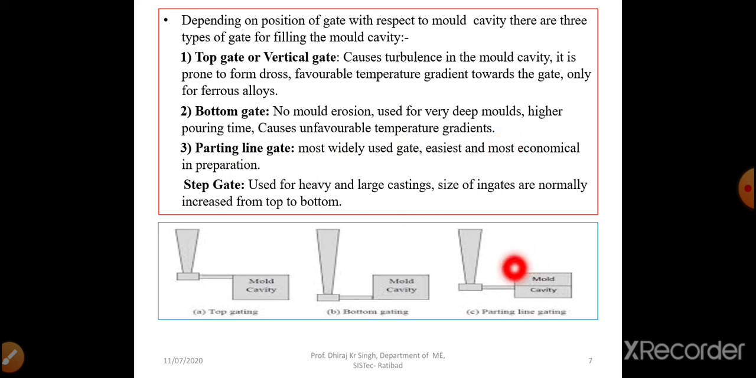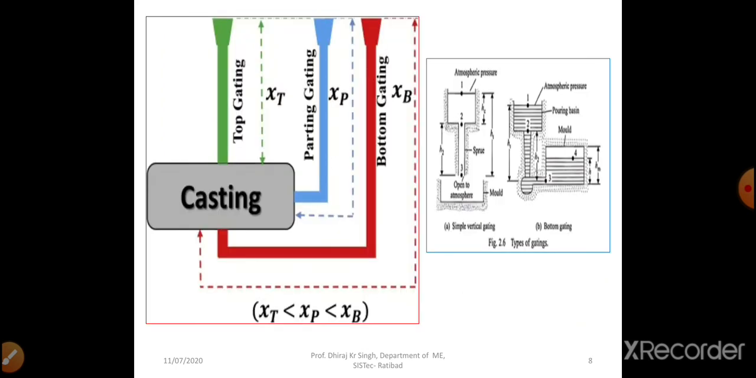And the third one is the parting line gate. We can see our molten metal is going through the parting line into the mold cavity. The parting line gate is most widely used, easiest and most economical in preparation. And one more gate is the step gate, used for heavy and large castings. The size of ingates is normally increased from top to bottom.